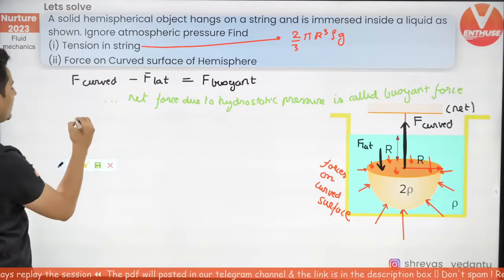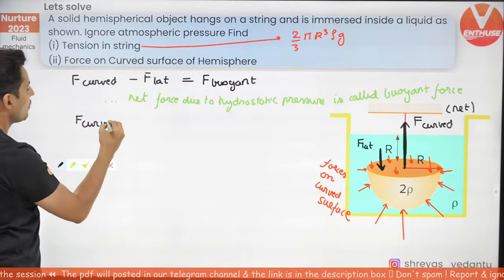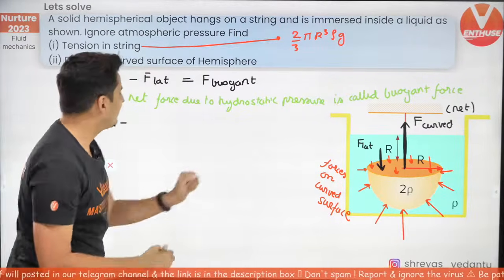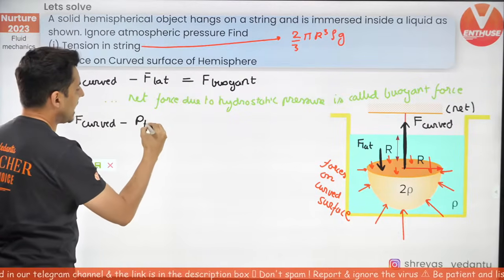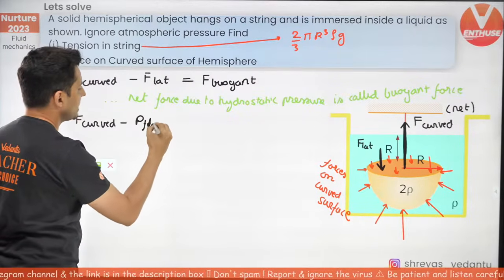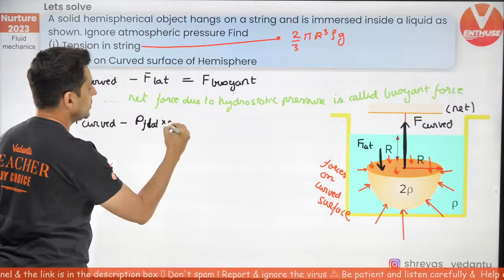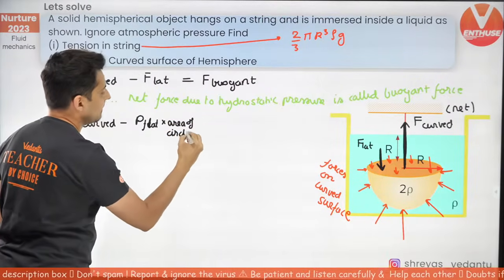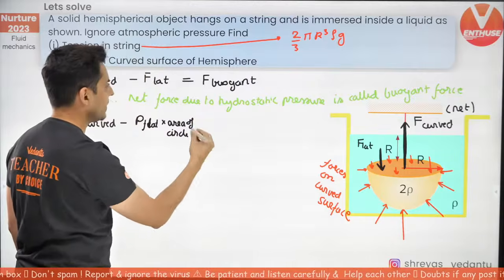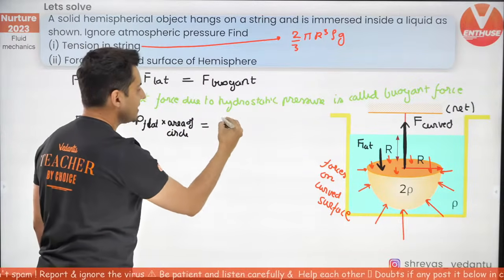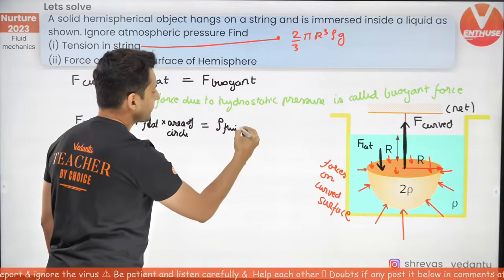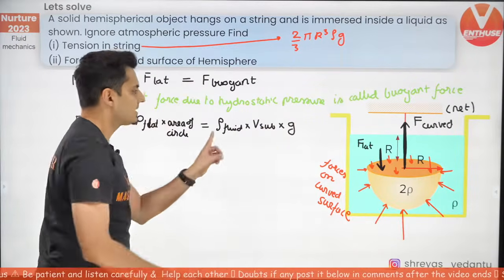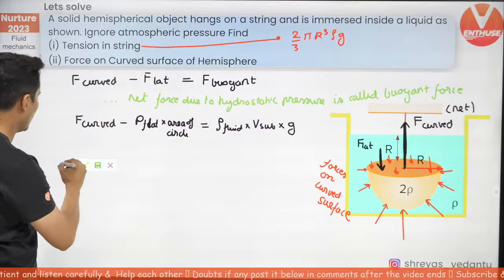Now, what is the force on the curved surface? I don't know. What is the force on the flat surface? Force on the flat surface is pressure at that flat surface times the area of that circle. Remember, it's a circular base, so the area of that circle. Buoyant force is density of the fluid times volume submerged times g, standard formula. So what do we get?